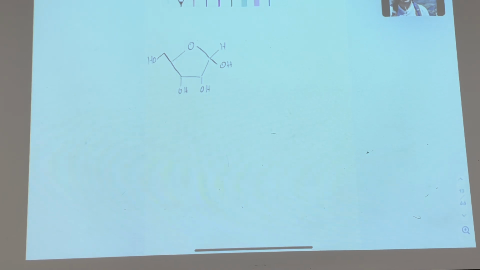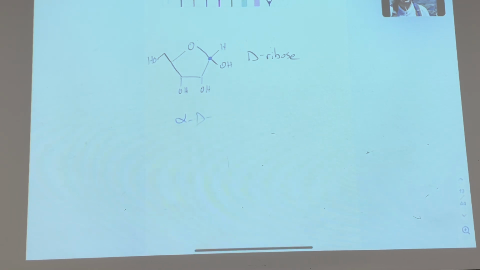All right, so this is D-ribose. Let's see if we can come up with the unambiguous name. So, start with the anomer. Is it alpha or beta? It's alpha because the anomeric hydroxyl is facing down. Stereochemistry for this class is going to be easy because it's always D.